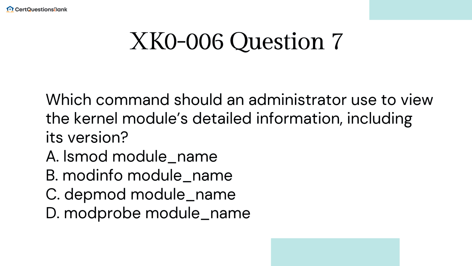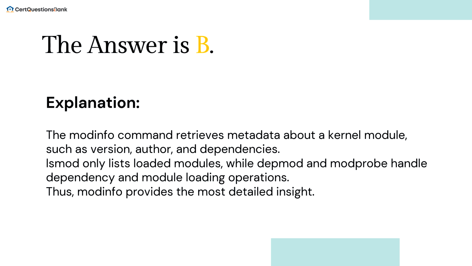Which command should an administrator use to view the kernel module's detailed information, including its version? A. lsmod module_name. B. modinfo module_name. C. depmod module_name. D. modprobe module_name. The answer is B. The modinfo command retrieves metadata about a kernel module, such as version, author, and dependencies.